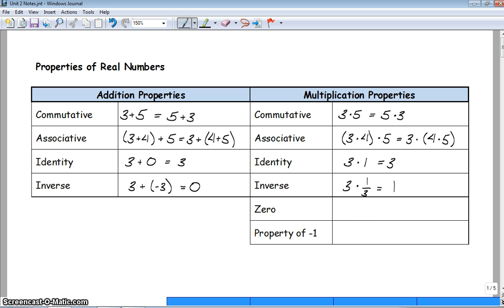Multiplication's got 2 more properties. Anything times 0 gives us 0, and anything times -1 will make that original number a negative number, or the opposite. And those are all of your properties of real numbers.